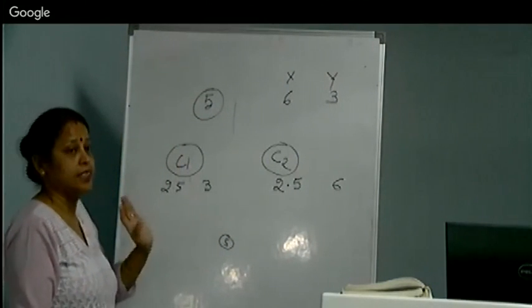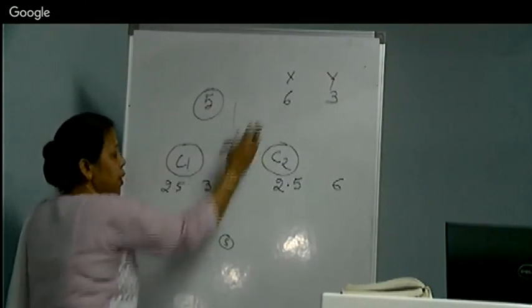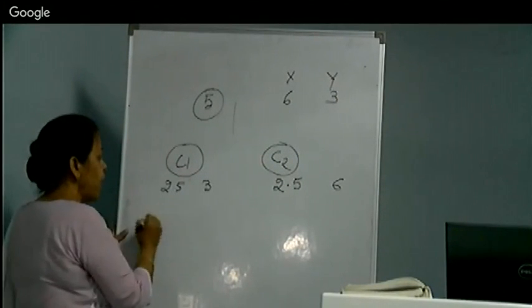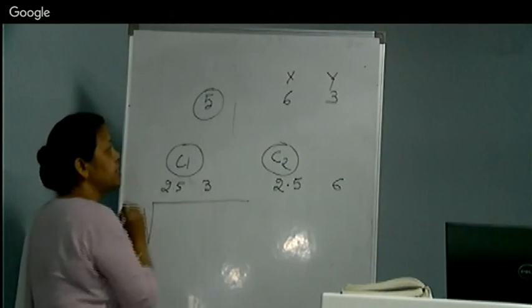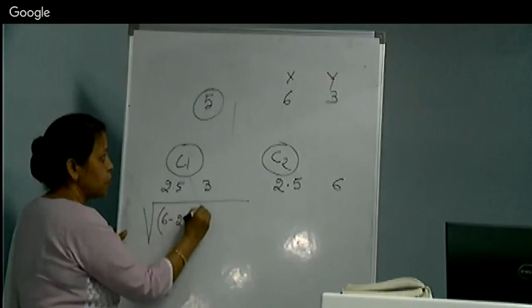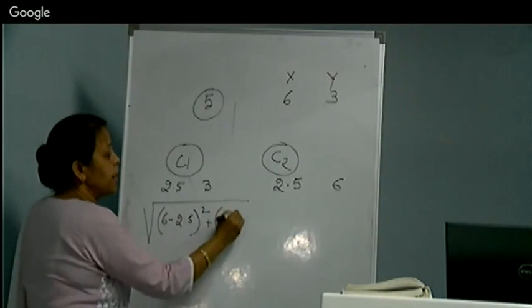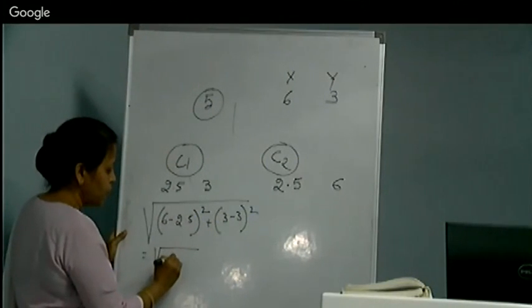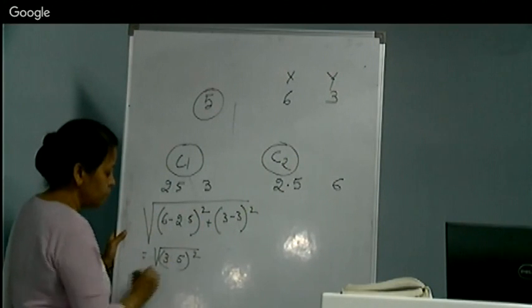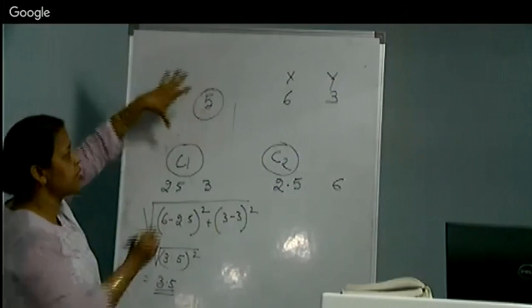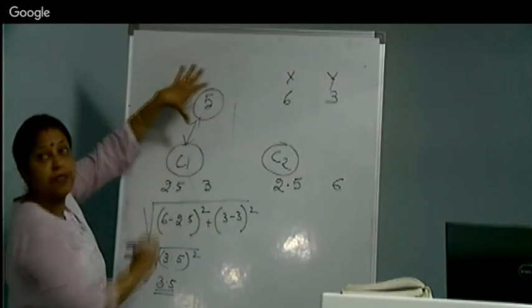Now we have to find out the distance. How to find out the distance? Our point is 6 and 3. There will be two Euclidean distances. From C1, when we find out the Euclidean distance, what will be there? 6 minus 2.5 whole square plus 3 minus 3 whole square. That will be easier: 3.5 whole square, that will be equal to only 3.5. That will be the Euclidean distance of C1 and 5.